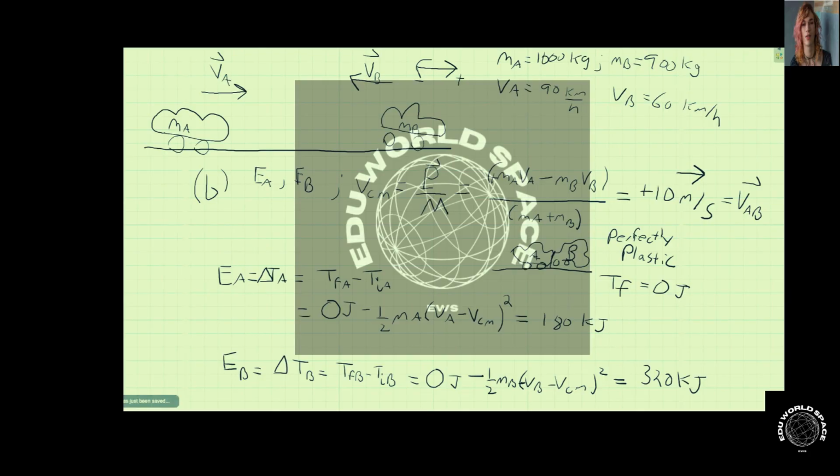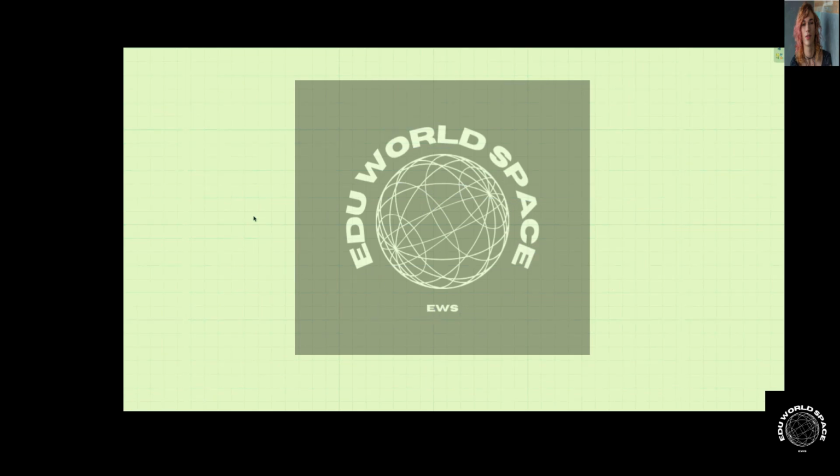So part A, we'll make a new slide here. Part A asks us to show that the ratio of the energies, the energy absorbed by car A to the energy absorbed by car B in the collision, is actually just equal to the ratio of the mass of car B to the mass of car A. It's basically saying that the energy absorbed is inversely proportional to the mass of the car. So the larger the car is, the less energy it is going to absorb.